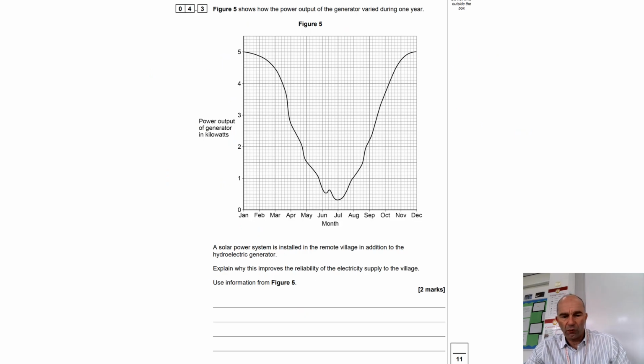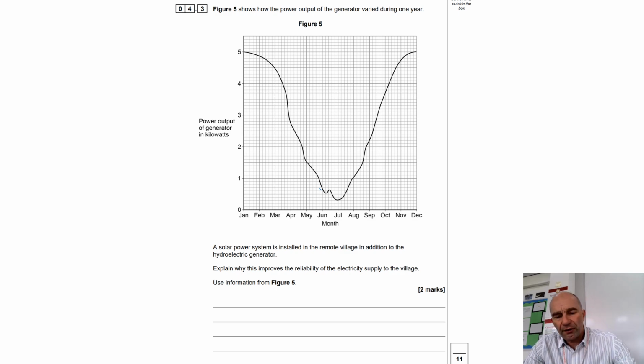Alright, question 4.3. Now, we've got a graph here showing the power output of the generator, how it varied during 1 year. And you can see that during the summer months, we get a big dip in how much electricity has been generated. Now, a solar power system is installed in a remote village in addition to the hydroelectric generator. Explain why this improves the reliability of the electricity supply to the village. Use the information off the graph.